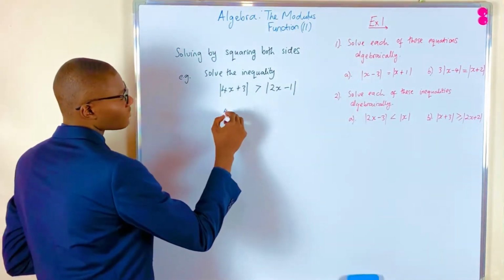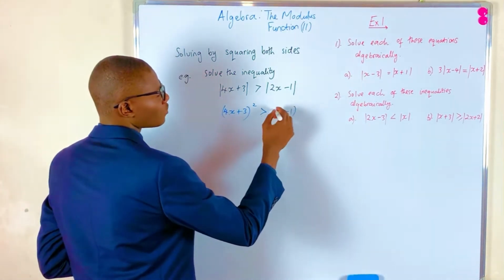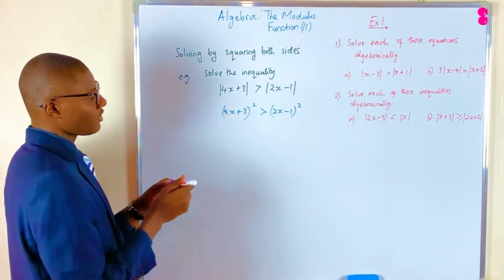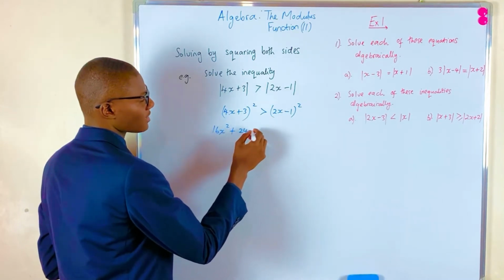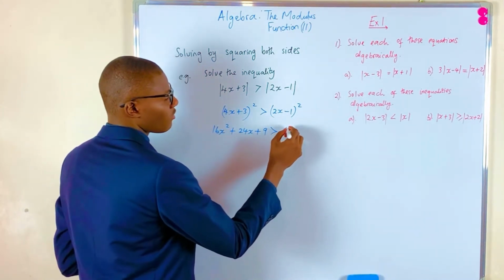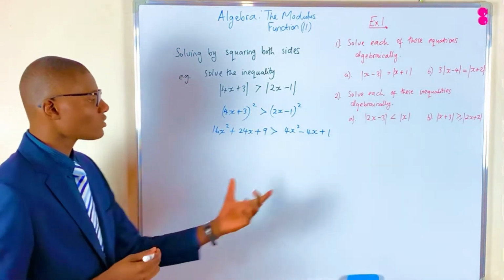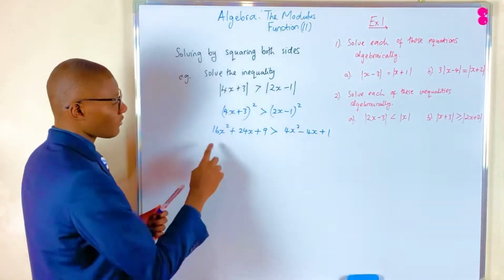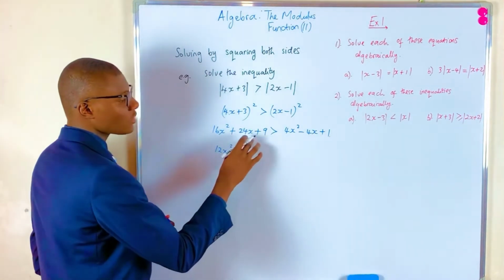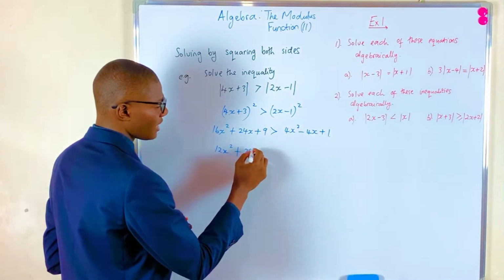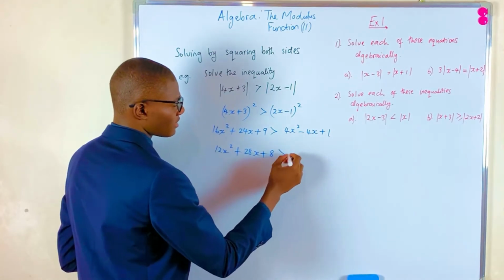So squaring both sides, we've got (4x plus 3) squared being greater than (2x minus 1) squared. Now if we expand, we've got 16x squared plus 24x plus 9 being greater than 4x squared minus 4x plus 1. Then if we take what's on the right hand side to the left hand side, we've got 16x squared minus 4x squared to get 12x squared, then plus 24x plus 4x, we've got 28x, then plus 9 minus 1, we've got plus 8, being greater than 0.